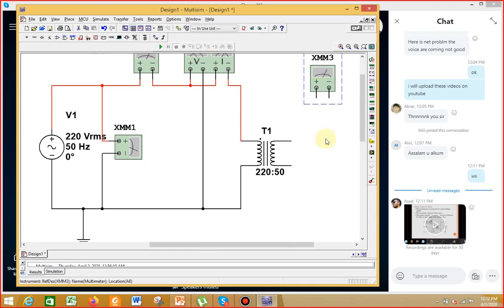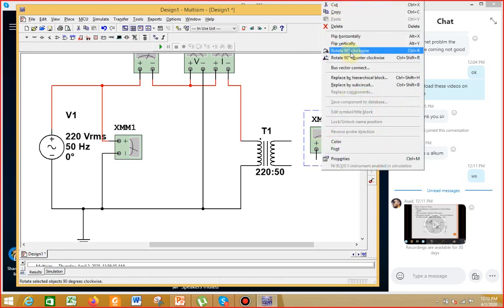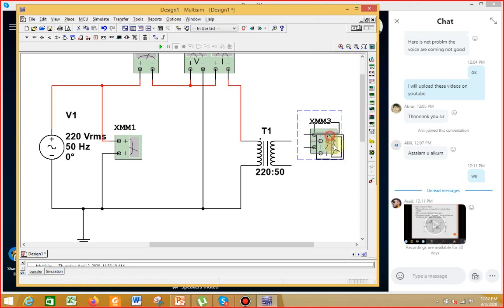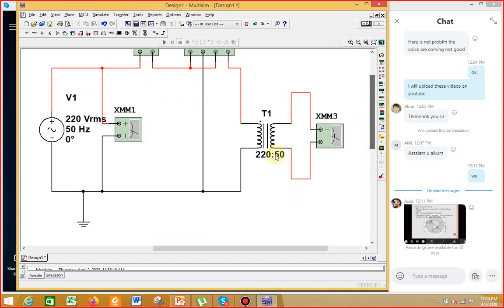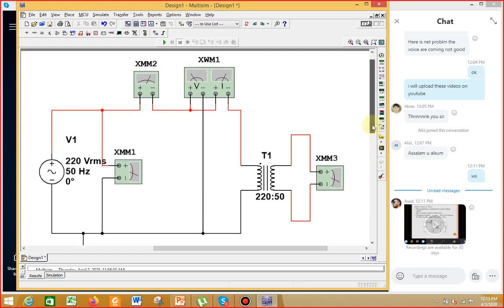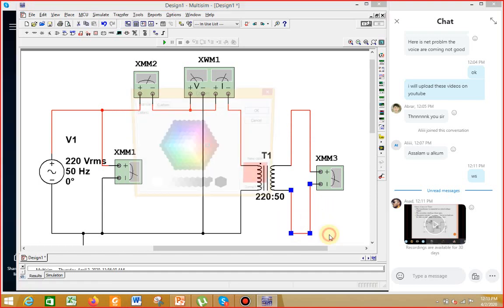So in the secondary side we just have to connect a voltmeter. So again, right click on this multimeter and rotate it clockwise. So here we go, connections are complete. Again, I will change the color for neutral to black.